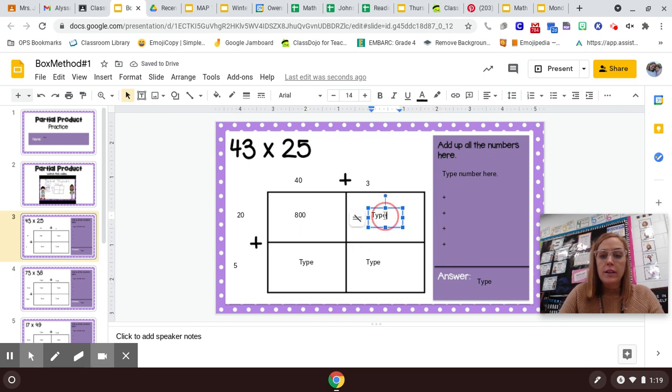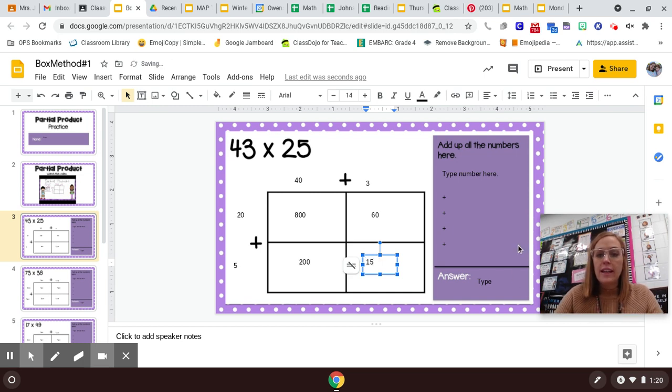I come over here, 3 times 20. 3 times 2 is 6. I have a 0. I'm going to click down in this box. Now I'm doing 5 times 40. I know 5 times 4 is 20. Then I have 1 0 to bring back. And last but not least, I'm just doing 3 times 5, which if you know your facts, is 15.